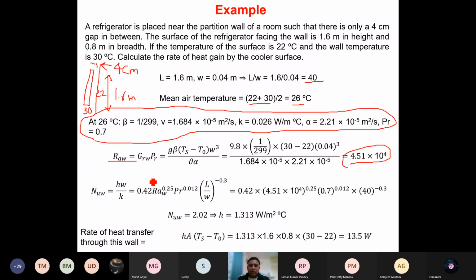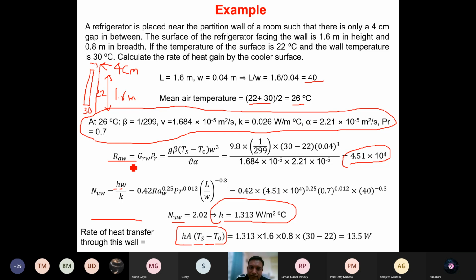Okay. So using this particular correlation, we have obtained the Nusselt number in terms of the width. And from this Nusselt number, we have calculated the heat transfer coefficient, h. So h comes out to be 1.313. Once we have obtained the heat transfer coefficient, then we can find out the rate of heat transfer using Newton's law of cooling as hA delta T, isn't it? This directly we can obtain.